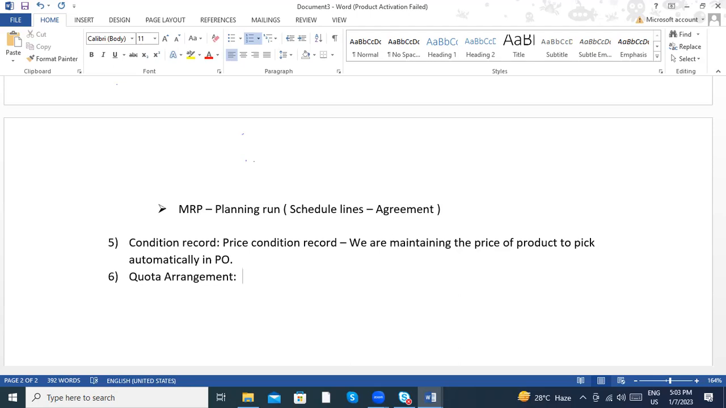But based on our requirement, if it is 10,000, what will happen? I can give the quota to some vendors. If I have regular vendors, how much minimum can we order from the quotas? Out of 10,000 quarterly, 30% I can go with this vendor, 20% with this vendor, and 50% with this vendor. Like that we can divide the quota. So that is maintaining the quota for each vendor for the particular product.